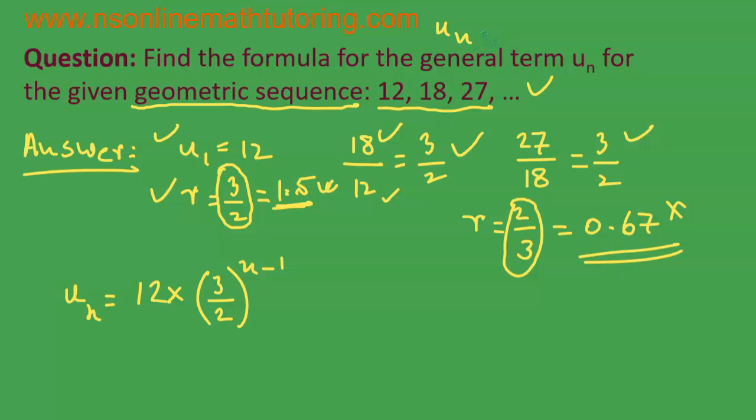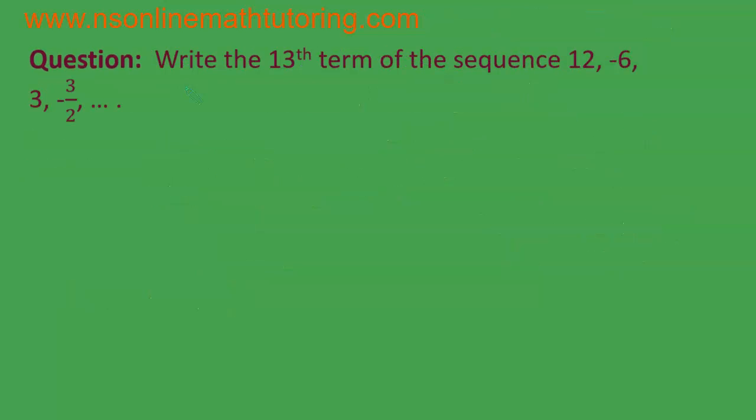Un is equal to 12 times 3 over 2, or I'm writing 1.5 in this place. You may write 3 over 2 as well. Since I have written 3 over 2 there, I am writing 1.5 just to show you that you can write any of them. So this is our answer for this question. Okay. So let us move on to our next question.